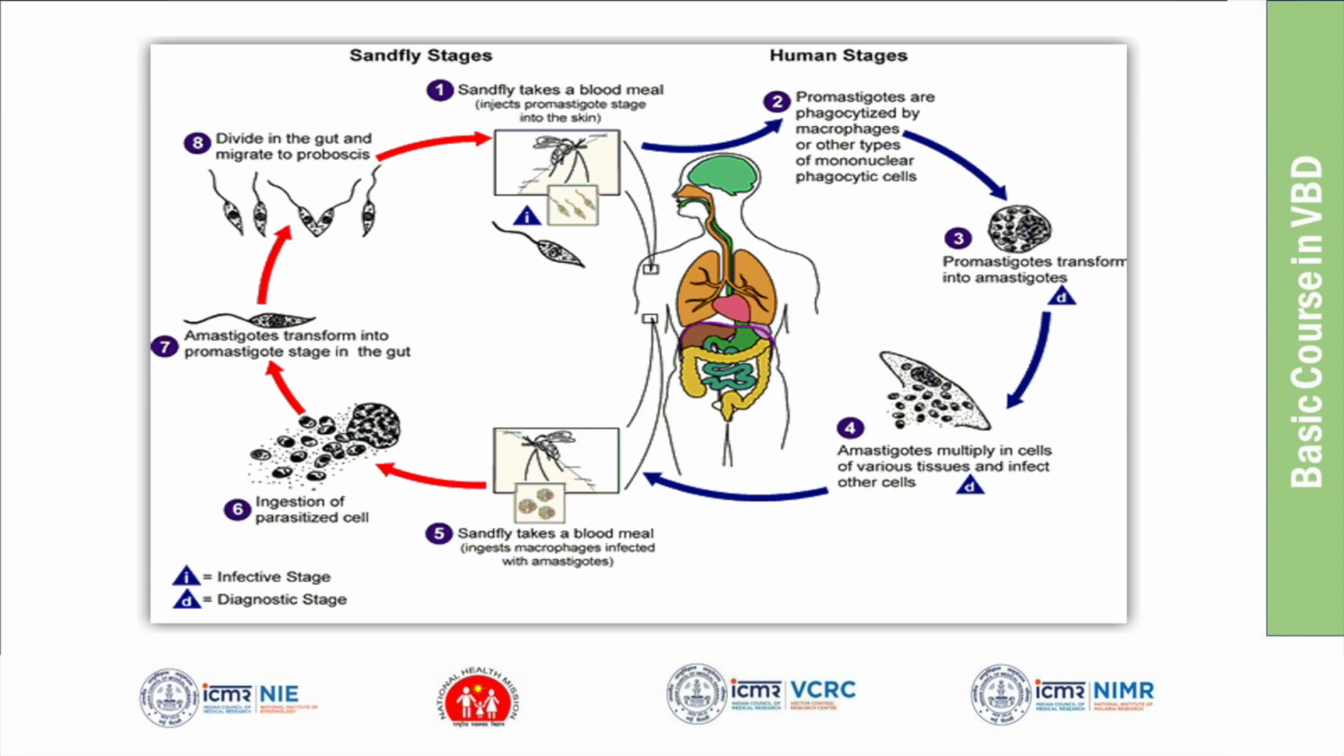Then it will reach the spleen and liver, where the parasites will be stored for a long time. Then if a non-infected sandfly bites this infected person, the amastigote enters the non-infected sandfly. After entering the sandfly, the amastigote becomes a motile promastigote.